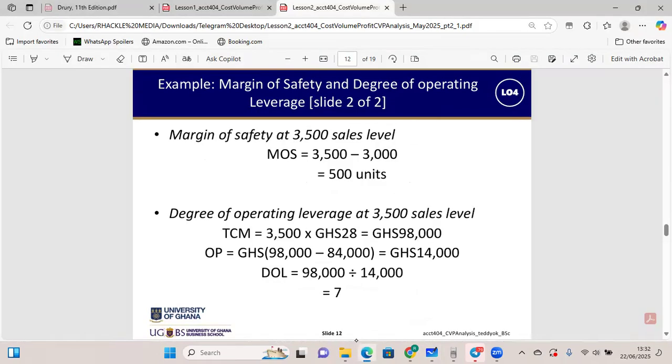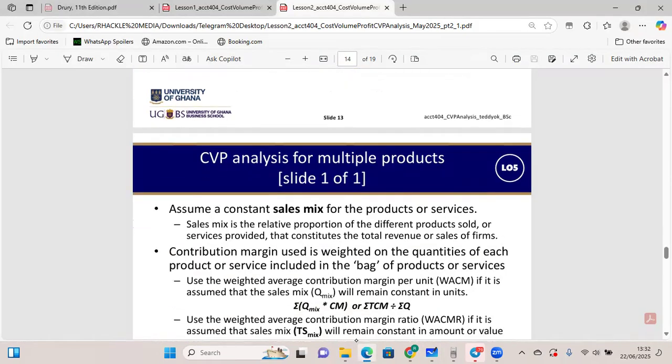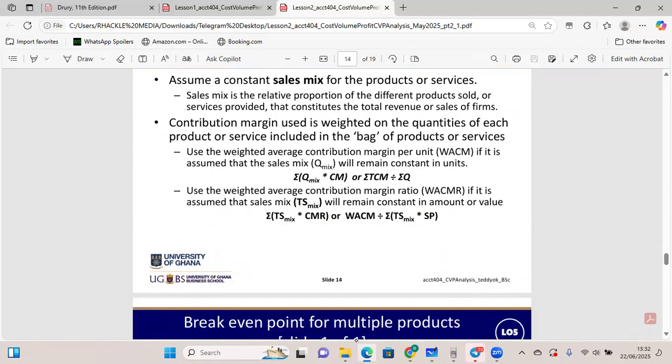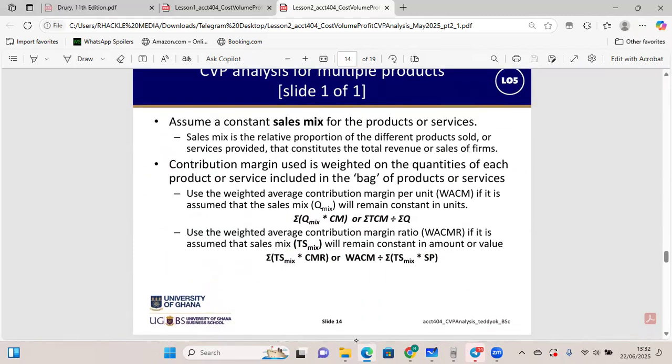So let's move to, I think, where it's actually entertaining, but I think it's confusing to most of us. So where the firm is producing multiple products. When the firm is producing multiple products, what I want you to first look at is the sales mix. How many of good A is the firm producing and how many of good B is the firm producing?